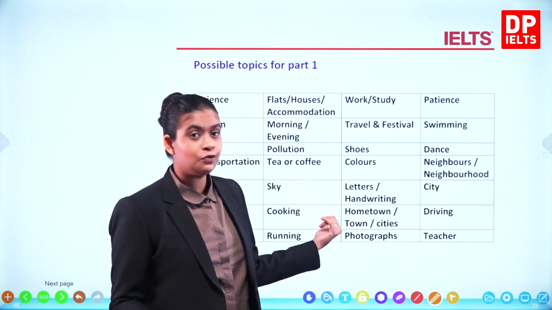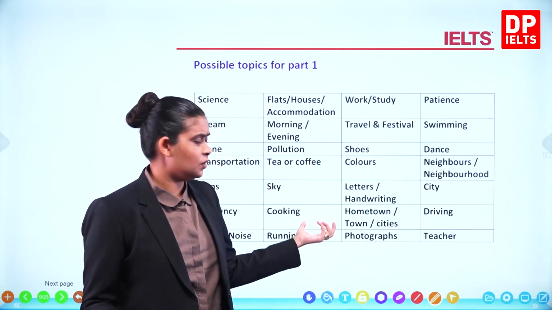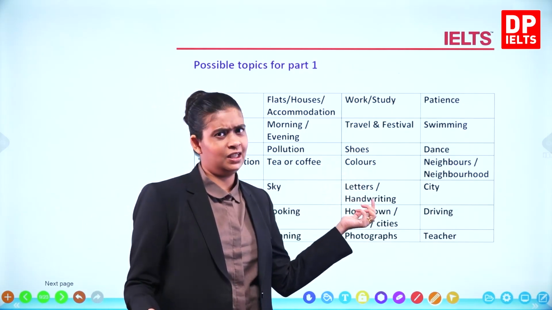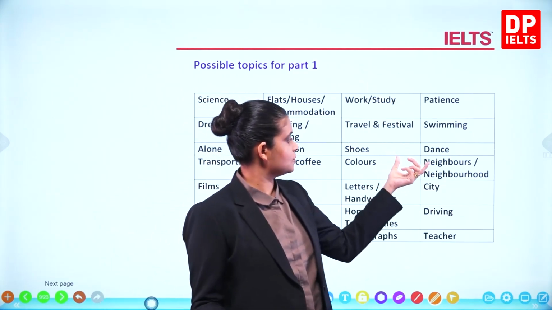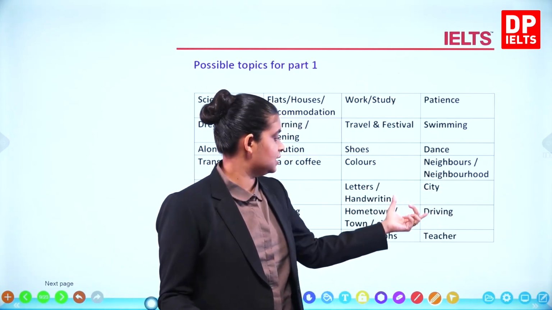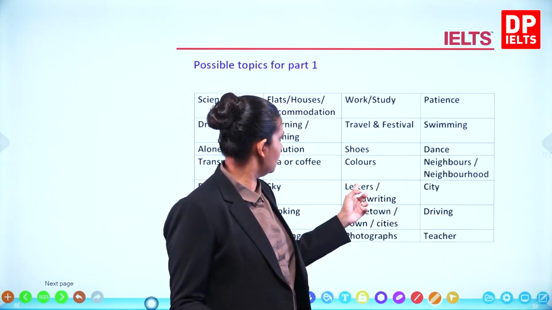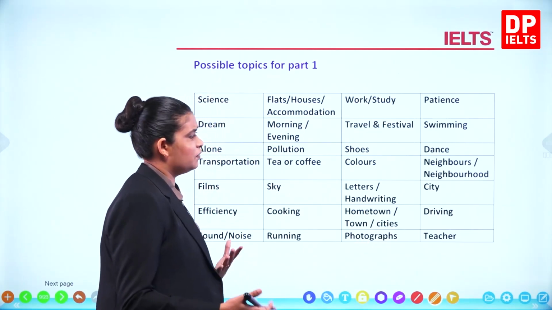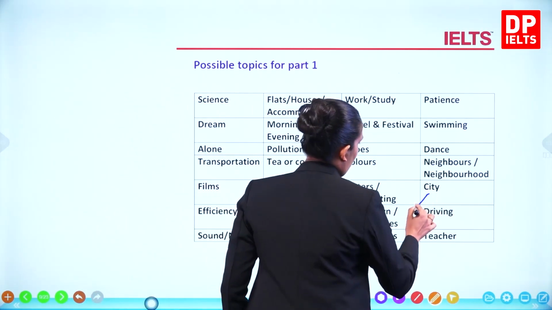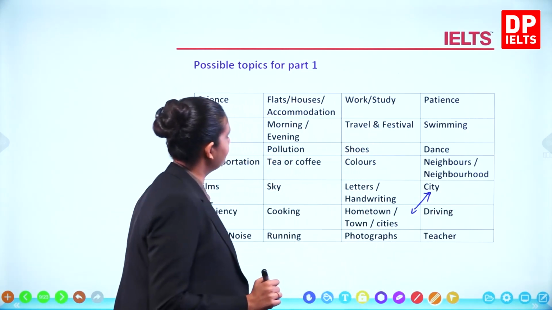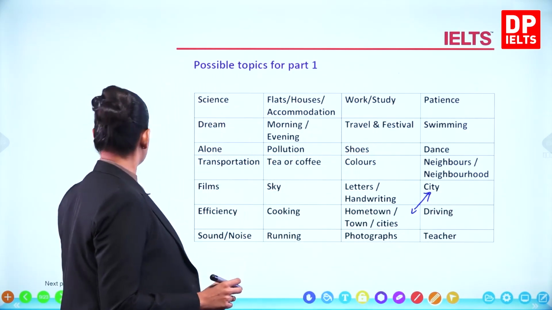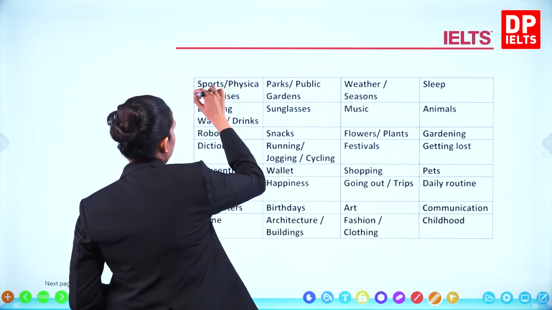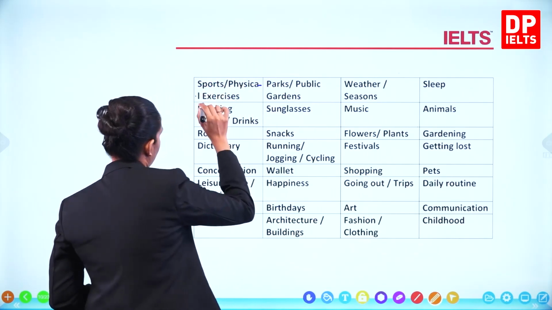So we've got letters, handwriting, hometown. So you can talk about the town or city, photographs, patience, unusual topic, swimming, dance, neighbors or neighborhood, city, driving, teacher. I think these two are quite similar, hometown or city. Okay, so quite similar. Rather, I think they should be like the same. Right, so moving on, we've got more things. I think the L should be here. It's rather here, but just put a dash there.